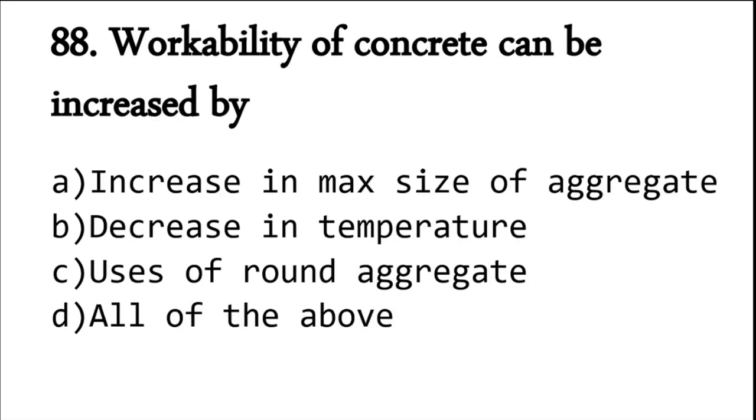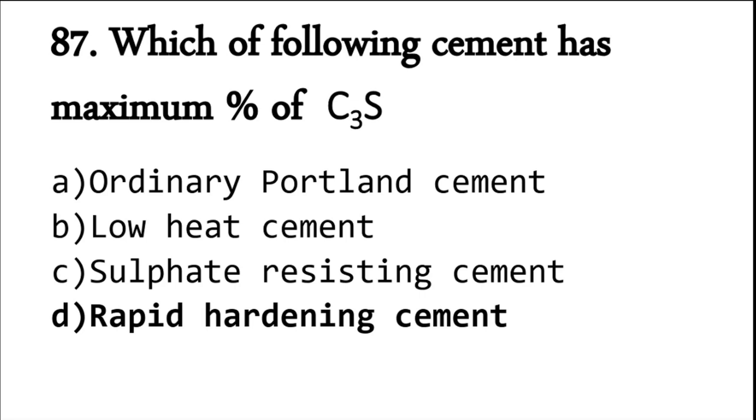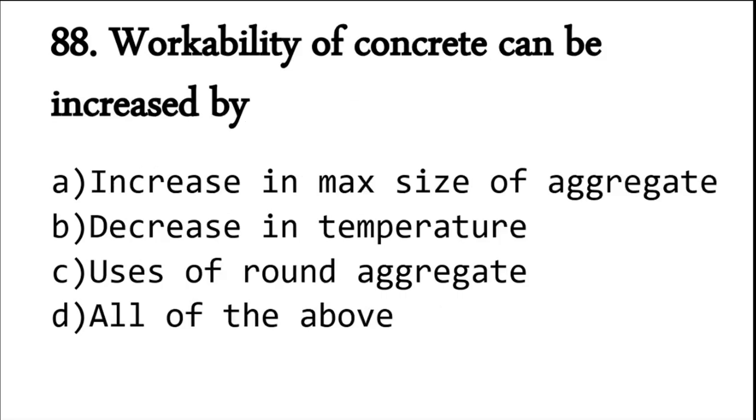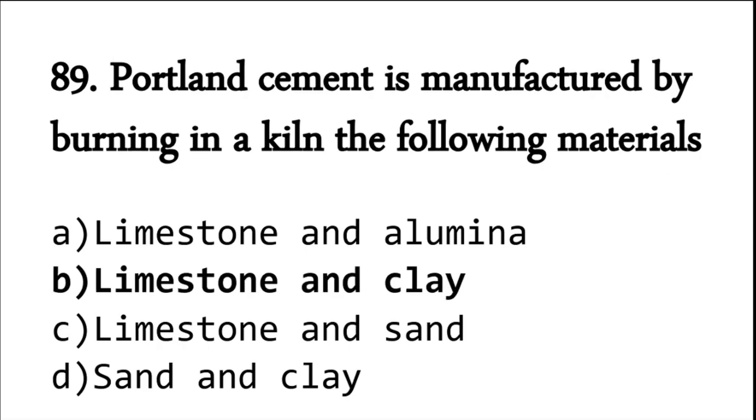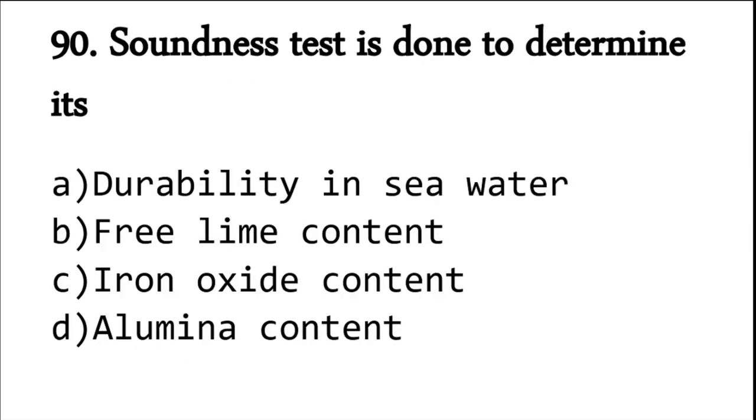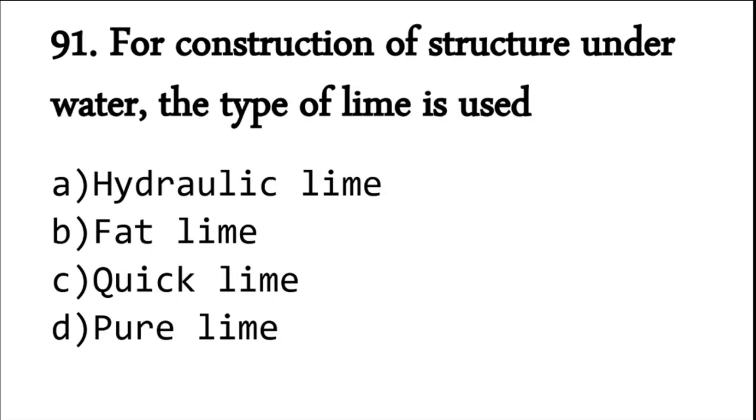The next is, workability of concrete can be increased by all of above, because we can increase size of aggregates, by decreasing temperature, and by using round aggregates. So D is the correct answer. Okay, next is, Portland cement is manufactured by burning in kiln the following materials, limestone and clay. B is the correct answer. Next is, soundness test is done to determine its. So soundness test is actually done to find the free lime content. B is the correct answer.